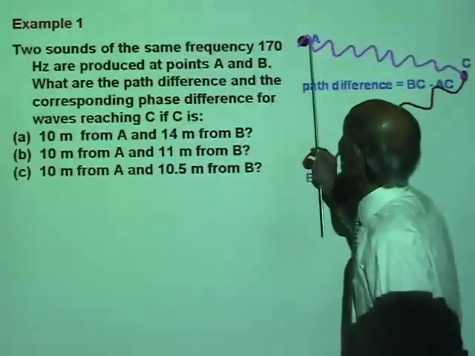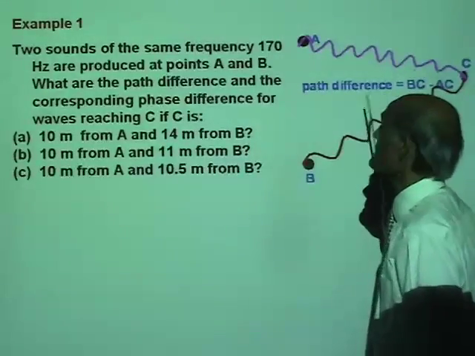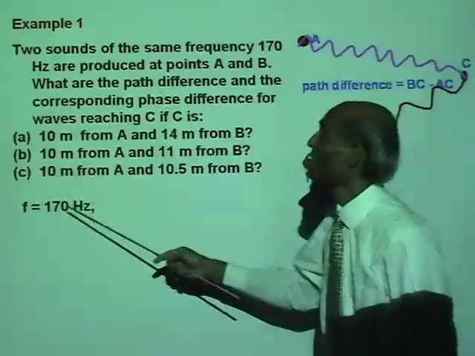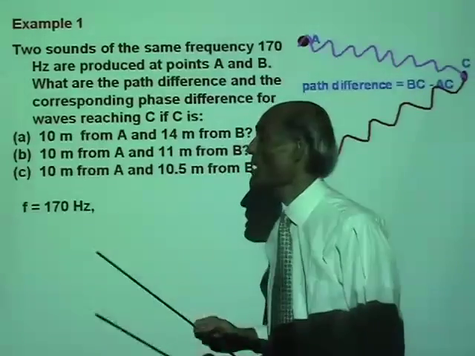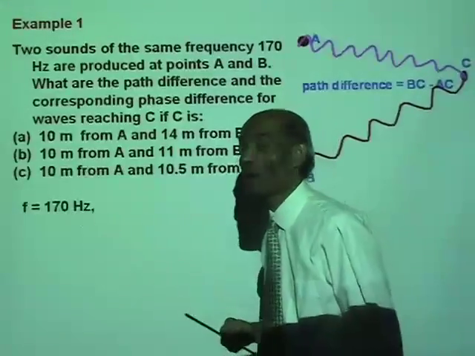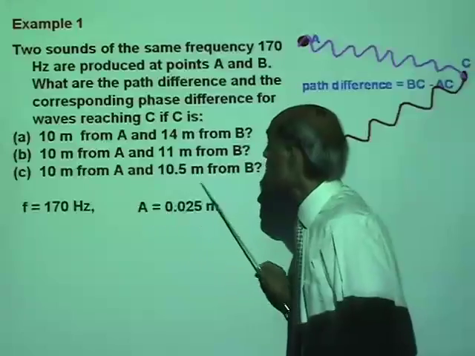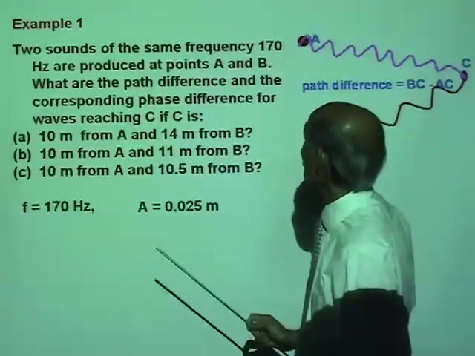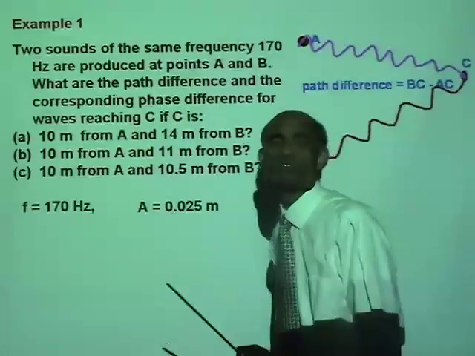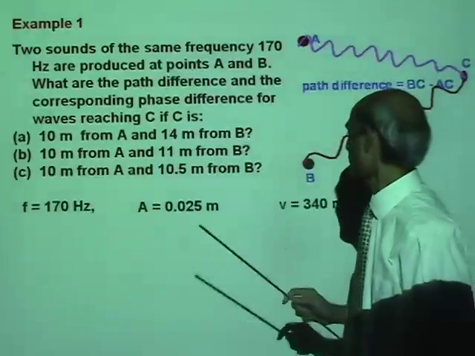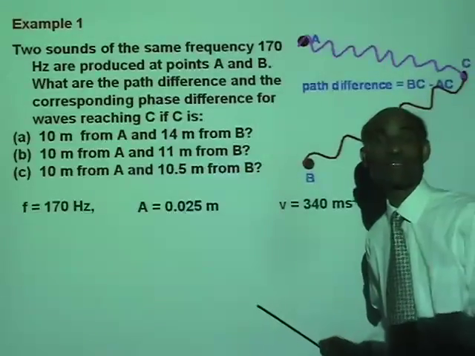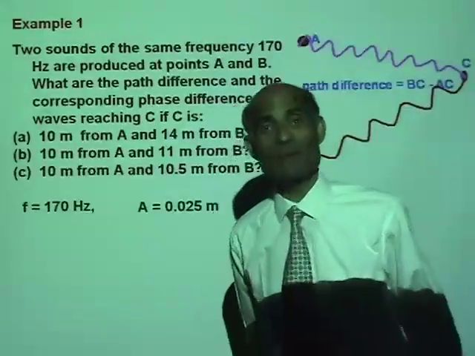Alright, in case 1, distance AC is 10 meters and distance BC is 14 meters. And what are the things that we know in this problem? The frequency of the sounds, both frequencies are the same, and that is 170 Hertz. The amplitude of vibration is 0.025 meter. Well, I haven't given it to you here, I meant to give it to you. That is the amplitude. The speed of sound in air is 340 meters per second. I don't have to give it to you. You're supposed to know that.